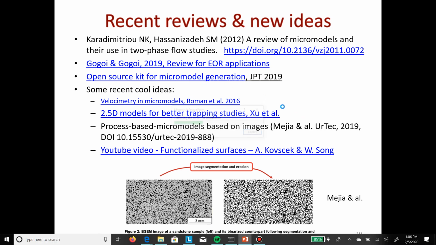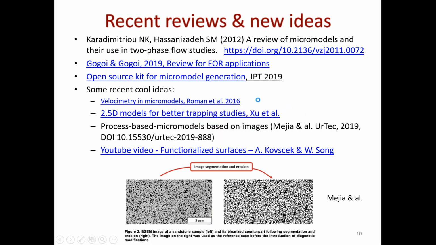the mask somewhere else. And so, whoa. What was that? And some recent ideas. So there was velocimetry in micromodels. This is work from Stanford. This is work from our department, so-called 2.5D models. So classical micromodel. Whoa, look at that.